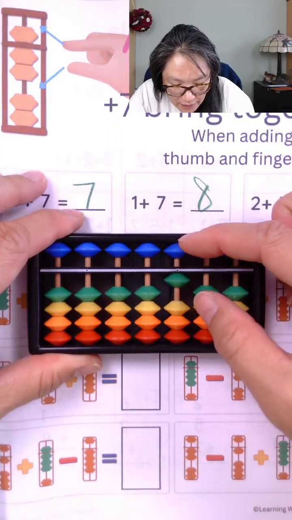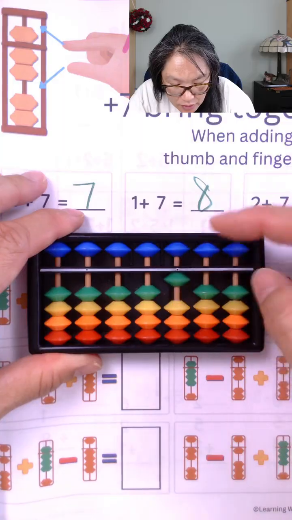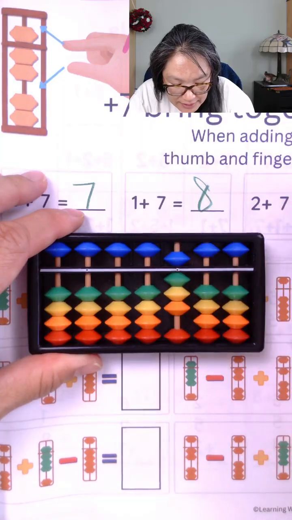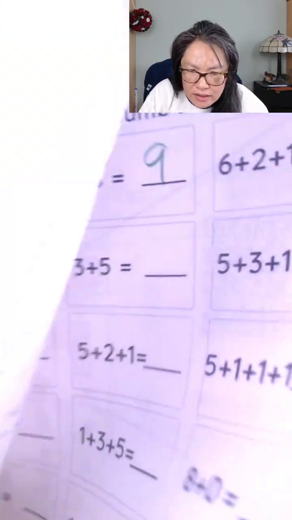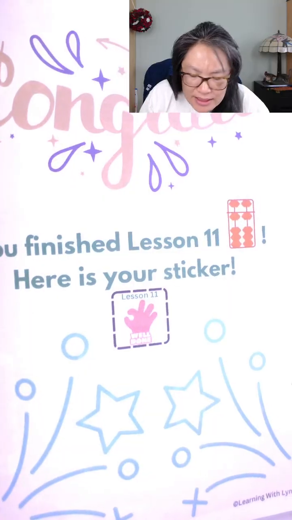I want to add 7. 5, 6, 7. So I'm going to add 7. So we have 5, 6, 7, and we add it together. So my final answer is 8. Yep. Not a problem, right? It just takes a little bit of time, that's all.